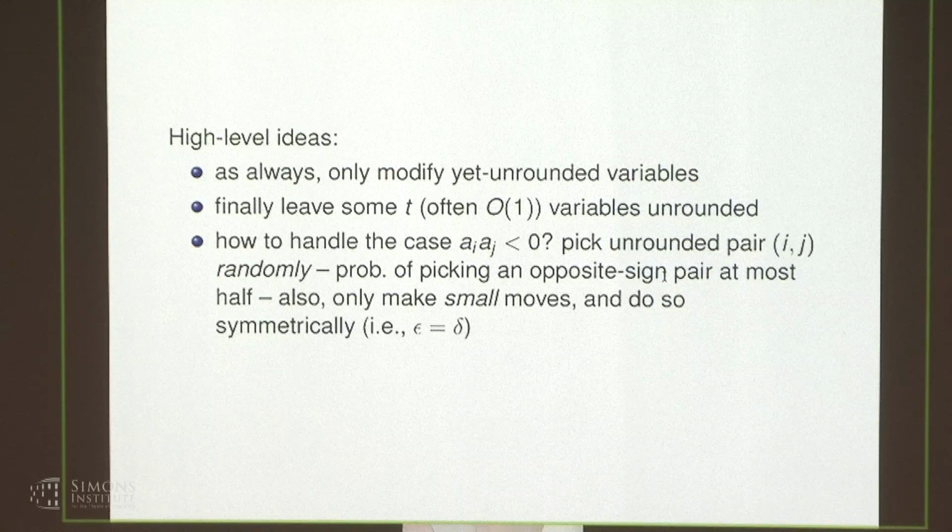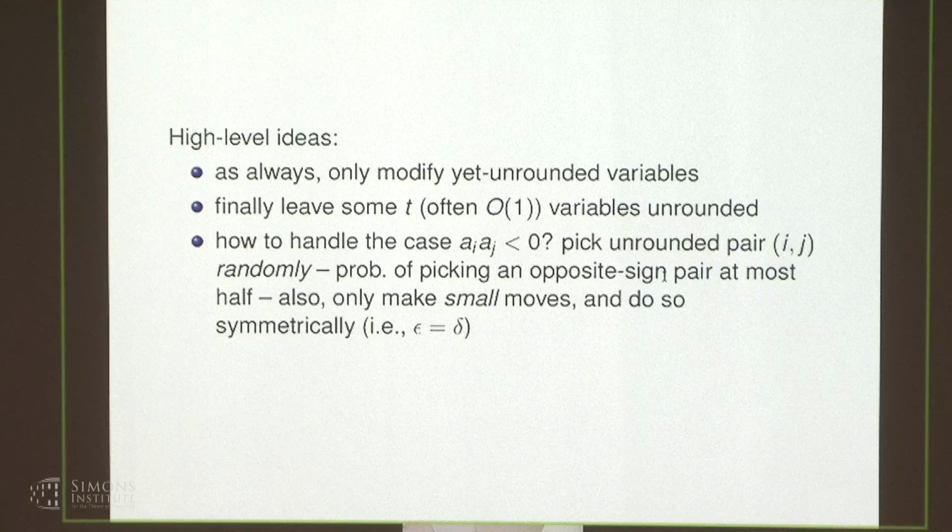Otherwise, with probability at least half, you'll pick a pair of the same sign, which is very good for us. And also, we'll only make small moves, as we'll see. In the move by epsilon and delta, you won't move aggressively, but make small moves. And finally, I don't know if this is really necessary, but it makes the analysis simple: we essentially make epsilon and delta the same, so we make symmetric moves. But I think the most important ingredient is proceeding randomly by picking an unrounded pair at random.